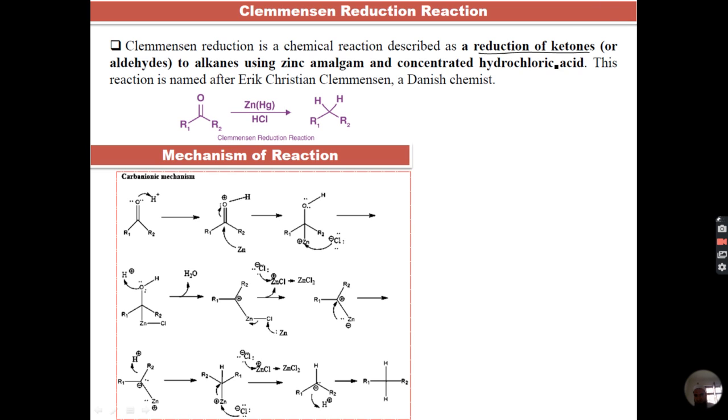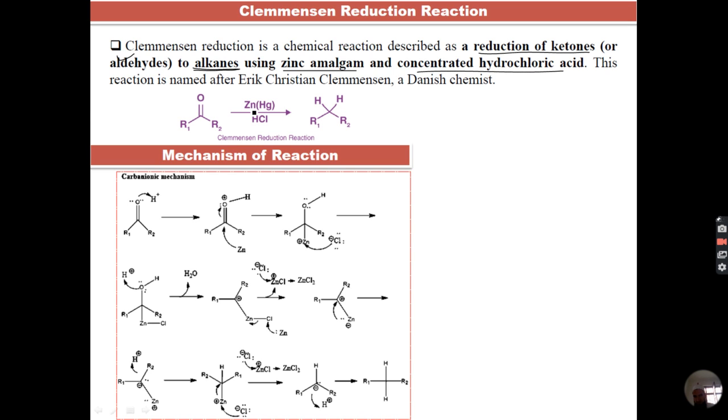That's why he writes the reduction of ketones, and also he writes aldehydes in the bracket. So sometimes we can use it for the aldehydes, but mainly it is used for the reduction of ketones to alkanes. जैसे मैंने अभी use किया था word hydrocarbons, which contain only carbon and hydrogen. That's the alkane. Now this reduction is carried with the help of zinc amalgam and concentrated sulfuric acid.